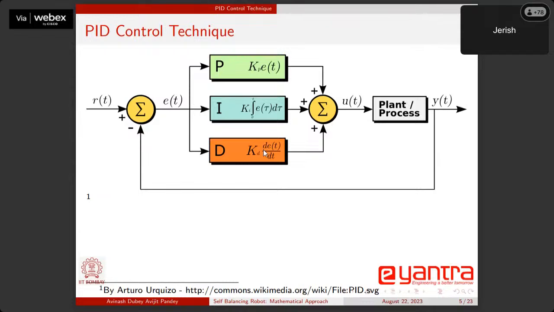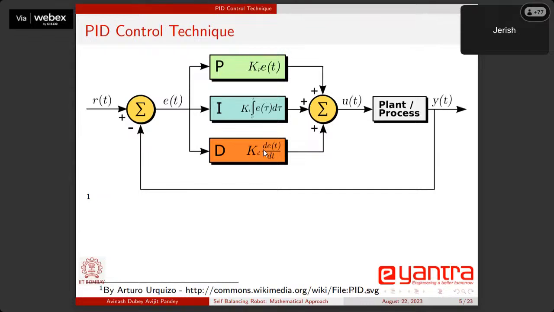In some cases, even though we are applying P and D, it might not be able to reach the set point. In that case, the integral plays a very major role. So what's the integral? It's like a summing up of all the error that we have faced so far. So it will basically lift the system output to the desired value.